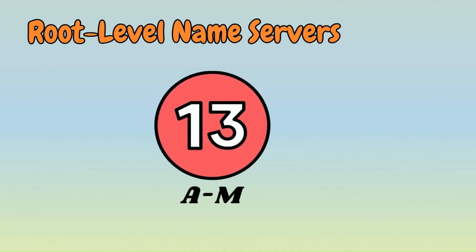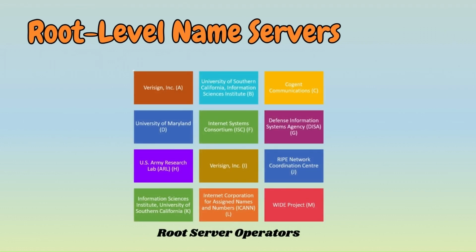There are 13 logical root name servers named letter A through M with many instances spread throughout the globe. These servers are managed by 12 different organizations known as the root server operators. Here is the list of those 12 organizations. These organizations are responsible for operating and maintaining the infrastructure of the root name servers.